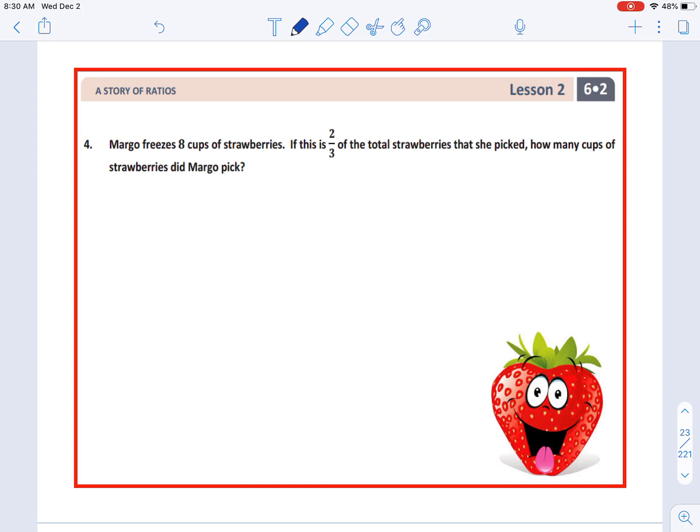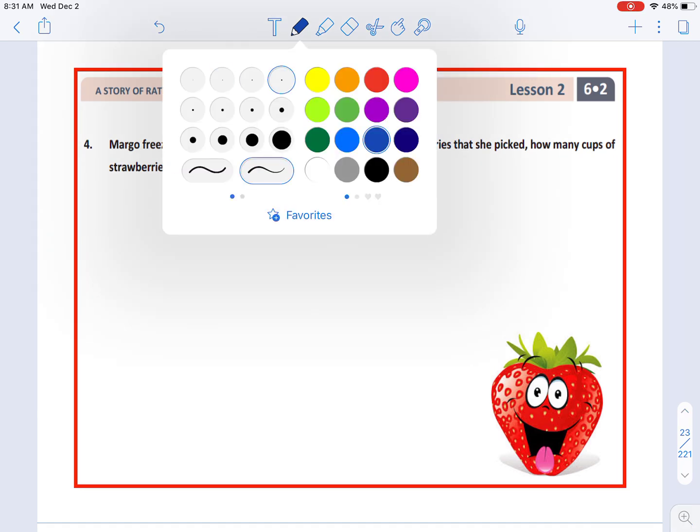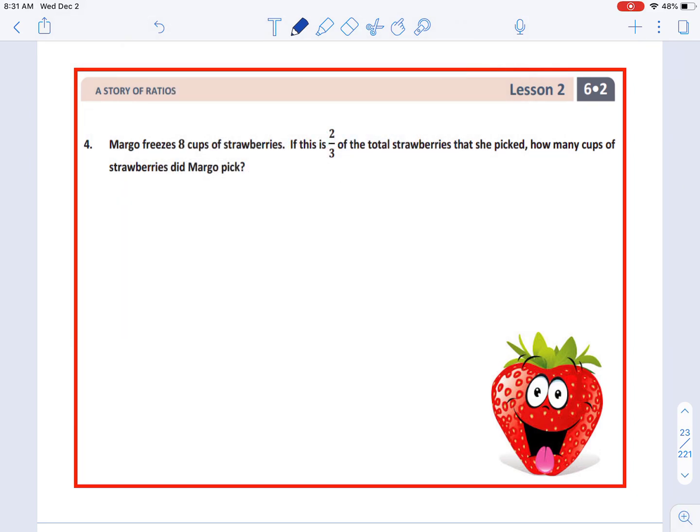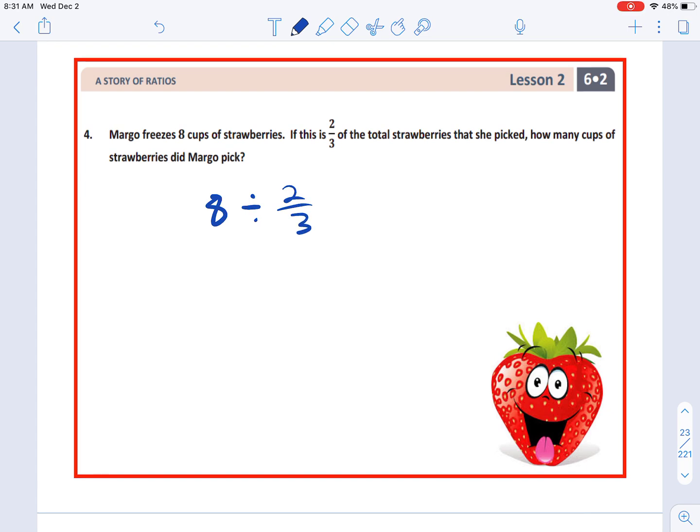Number 4 says Margot freezes 8 cups of strawberries. If this is 2/3 of the total strawberries that she picked, how many cups of strawberries did Margot pick? Okay, so I'm going to get 8 divided by 2/3. I do this by putting 8 over 1 and then skip, dot, flipping.